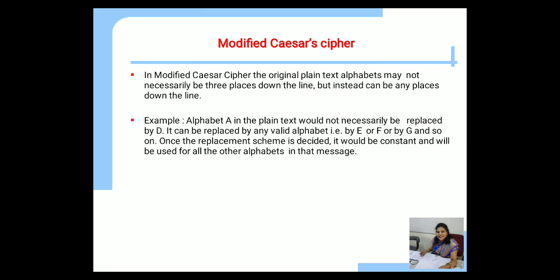In modified Caesar cipher, the original plaintext alphabet may not necessarily be 3 places down the line, but instead can be any places down the line. I have explained that A can be replaced by D in Caesar cipher, but in modified Caesar cipher A can be replaced by E, F, G, whatever, and so on.